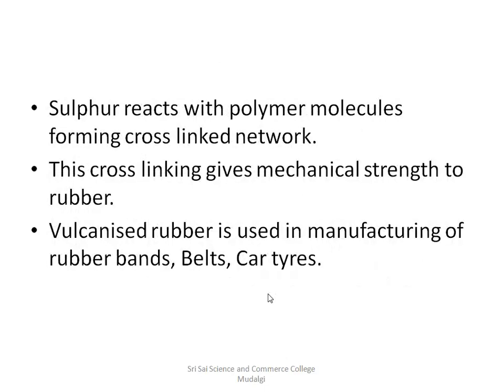Now, what happens during this reaction? What happens when sulfur compounds are added to natural rubber? The sulfur compound reacts with the polymer molecules, forming a cross linked network. So by adding sulfur there is a cross linkage between the polymer molecules, right? This cross linkage gives strength to the rubber. So hence vulcanized rubber is used in the manufacturing of rubber bands, belts and car tires. Sulfur compound addition causes cross linkage between the polymers, and because of that it increases the mechanical strength, right?